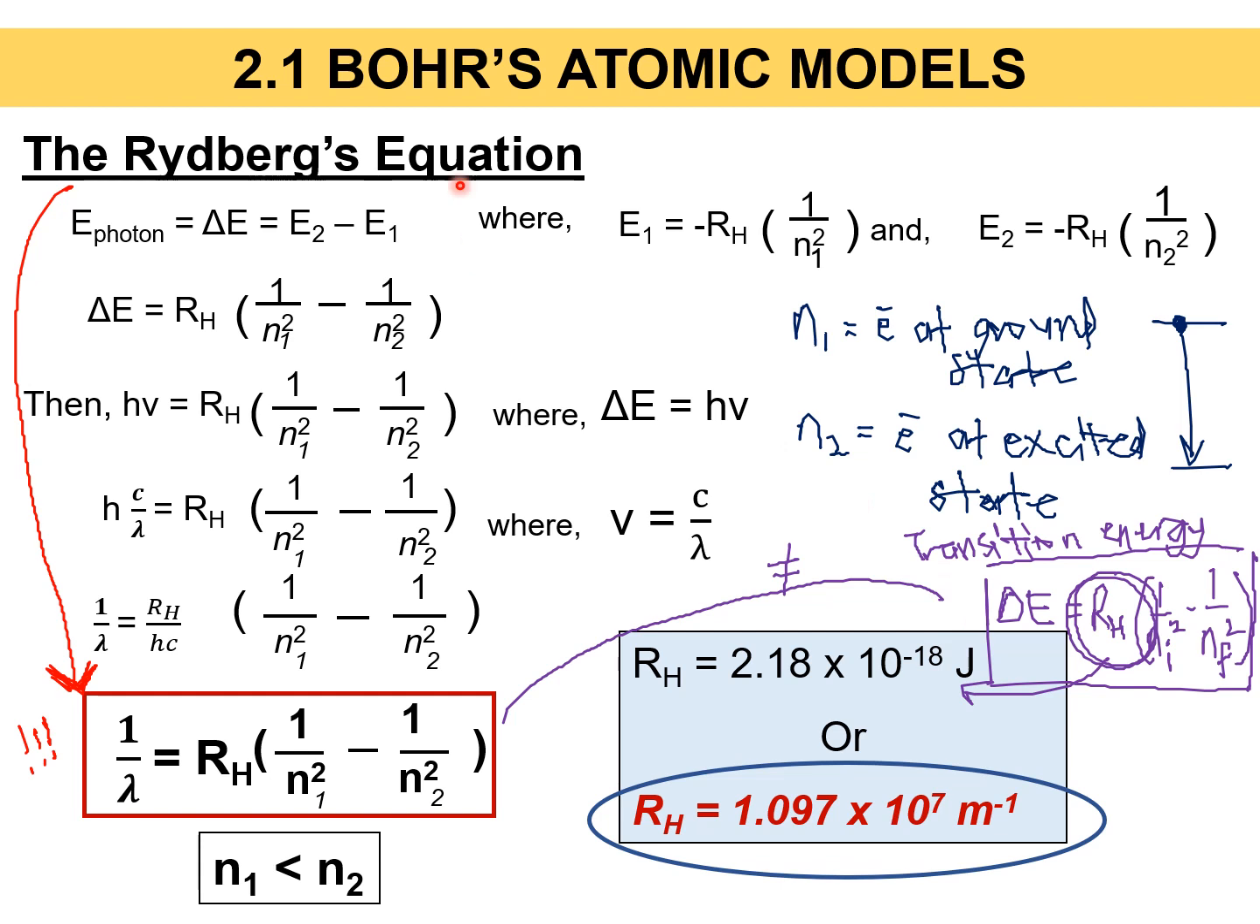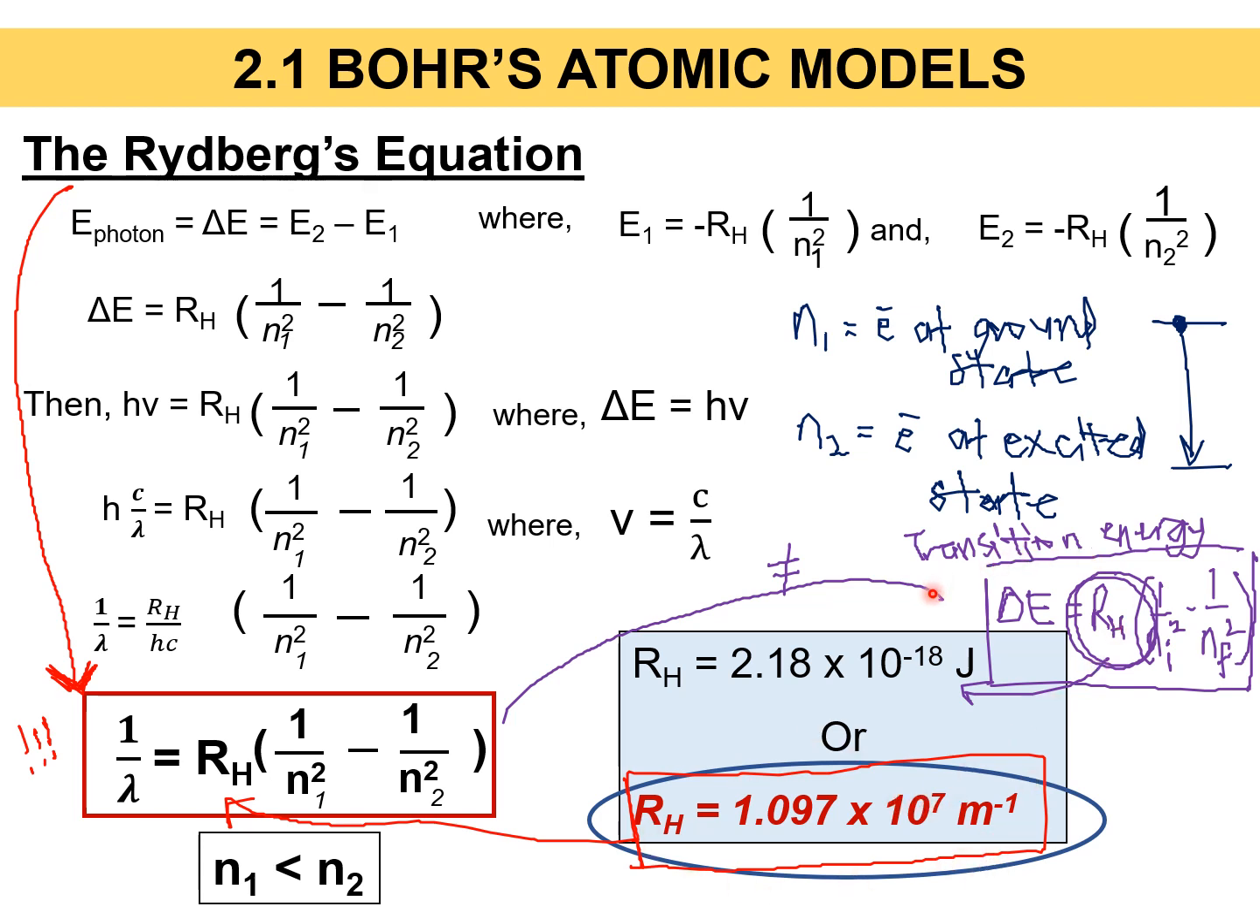Okay, in Rydberg's equation, you want to find the lambda. Lambda ni apa? Wavelength. So bila you nak find the wavelength, makanya Rydberg constant yang kamu kena guna berbeza. Okay, if you nak guna Rydberg equation formula, you kena guna Rydberg constant 1.097 times 10 to the power of 7 per meter. Okay, you kena guna this Rydberg constant.